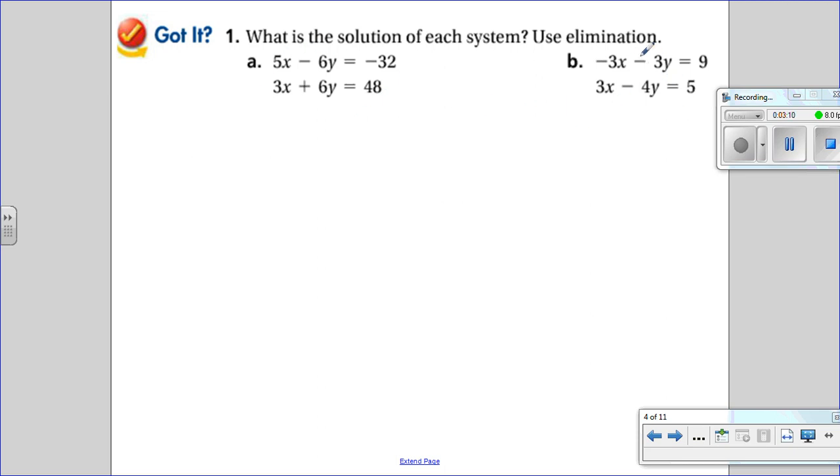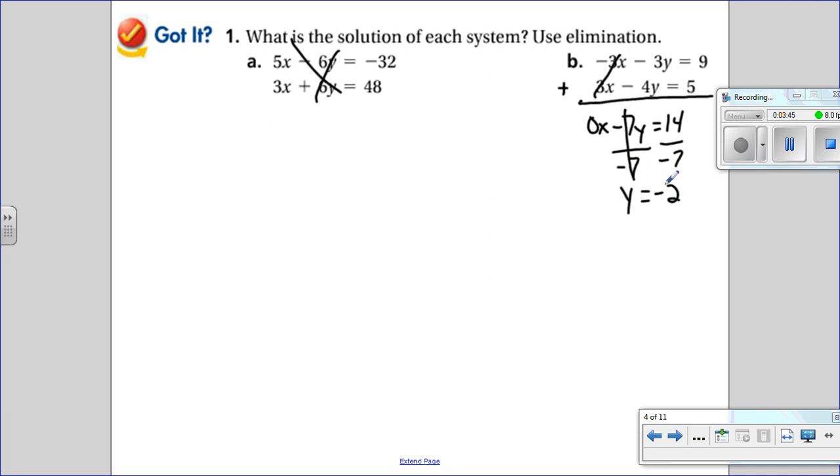So I'm not going to worry about B. I'm going to do A for you right now. Well, how about this? We'll do this one instead, since we've already eliminated y's. We'll eliminate x's. So negative 3x and positive 3x, remember we're adding them, become 0x. So they eliminate each other. Negative 3y minus 4y is negative 7y. And 9 plus 5 is 14. Divide by negative 7. And y becomes negative 2.